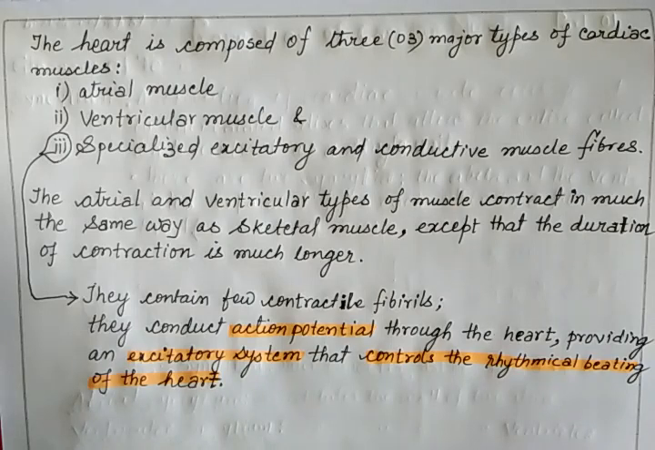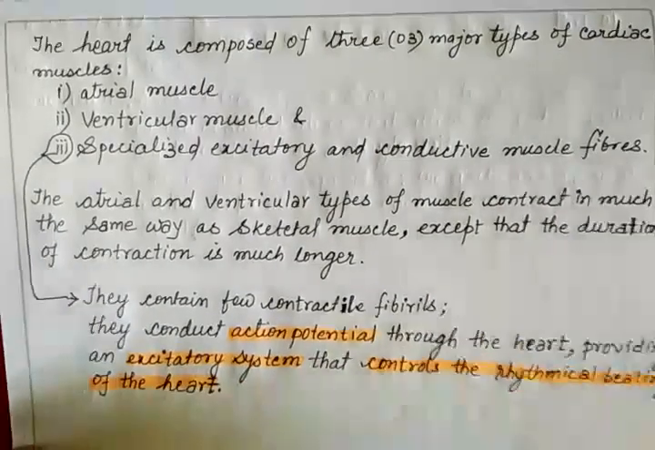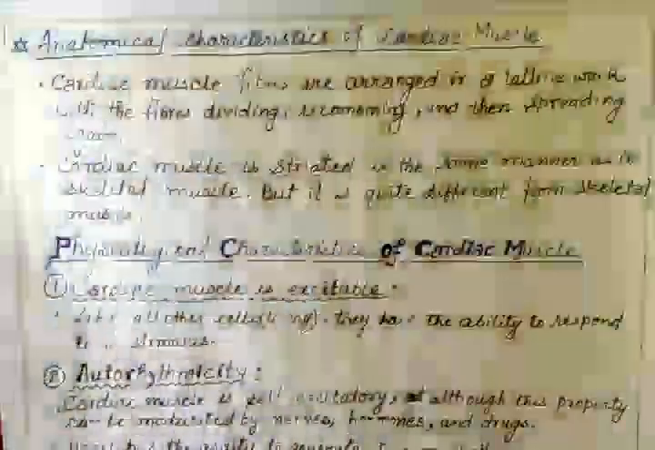And what is this action potential? Action potential means a very small amount of voltage will be generated in the form of millivolts, minus 70 millivolt to plus 30 millivolt, and due to this the contraction and relaxation of the heart will start. So this action potential is generated by the sino-auricular node. We will discuss it later in nerve conduction.